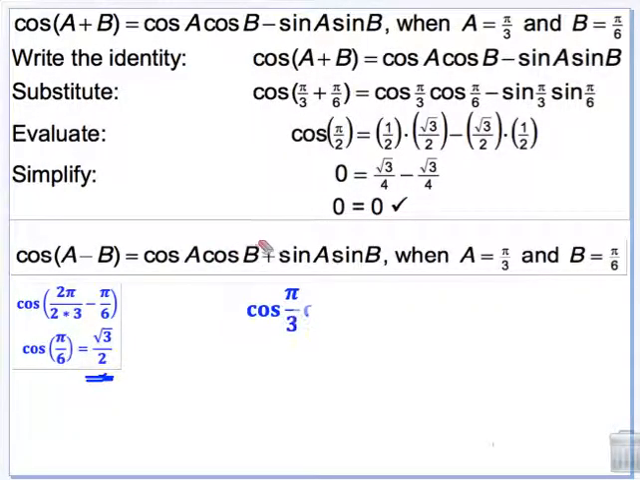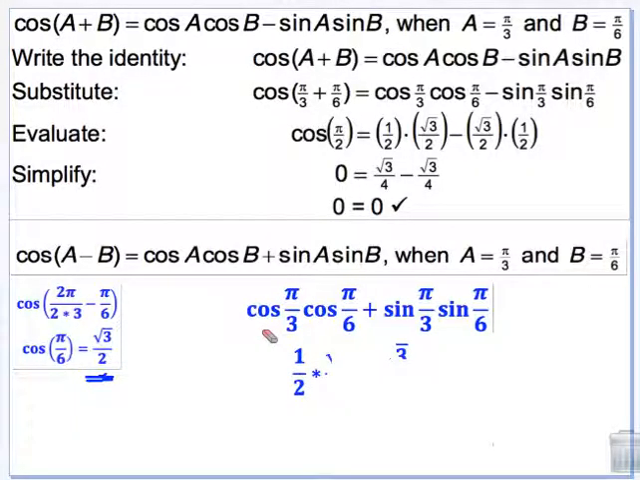Okay, so we're plugging in pi over 3 for A, pi over 6 for B, and then notice, make sure you're using the correct formula. So if it's cosine A minus B, this is what the equation looks like here. Now go through on your trig table, find these values. What is cosine of pi over 3? What is cosine pi over 6? So you should have 1/2, and then square root of 3 over 2 for cosine pi over 6.